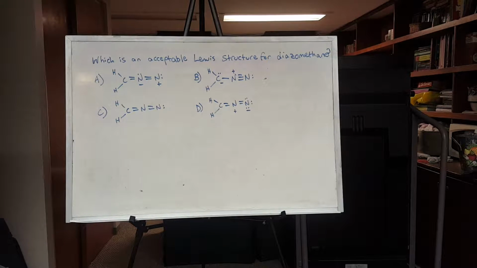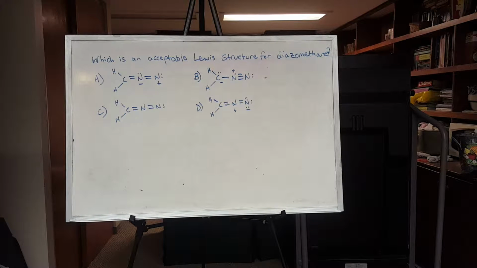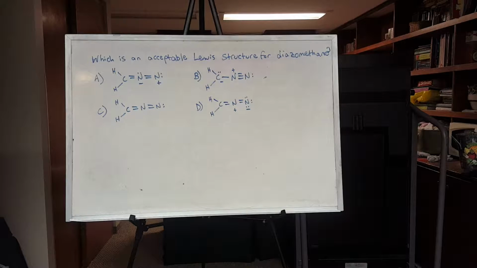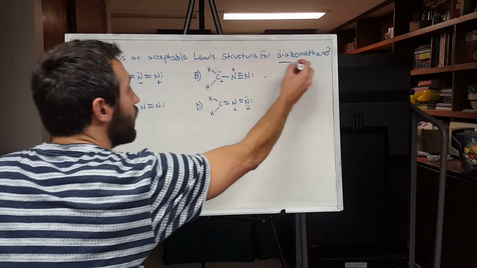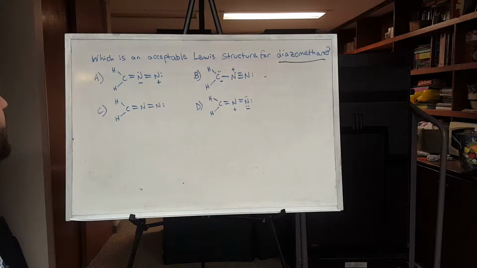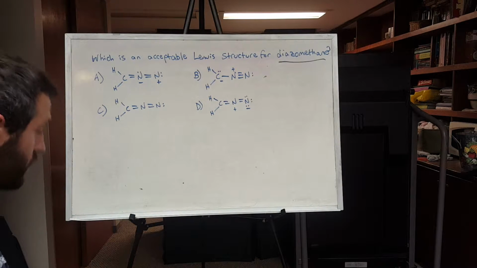Which is an acceptable Lewis structure for diazomethane? So first, before we get into this problem, I want to say something about the ACS. One thing they do well is, okay, they might mention a compound like diazomethane in the question.